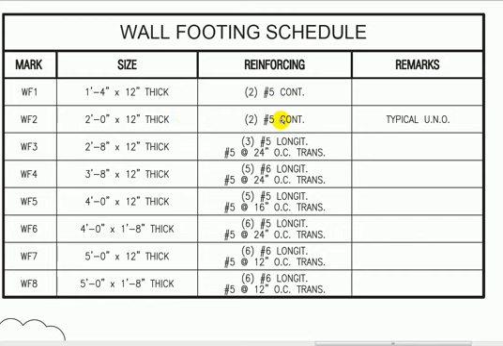Continuous means they put the bars in and they have to put lap splices, and again the distance in the lap splice will be told by the drawings, by the specifications. And then here it says typical unless noted otherwise. So if there's a footing that's not labeled on the drawing, the contractor knows use this one unless it's noted with one of these other indications.